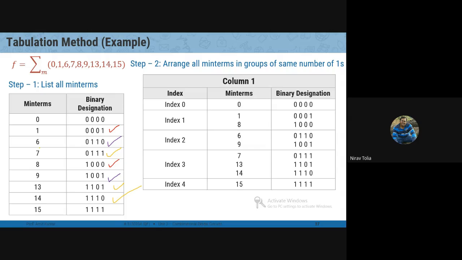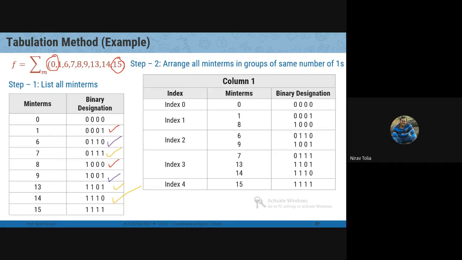So if in our example 0 is given, then there is a possibility of index 0. And if in our example 15 is given, then there is a possibility of index 4.